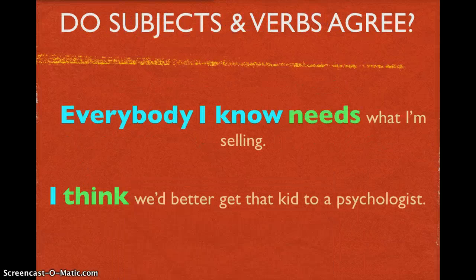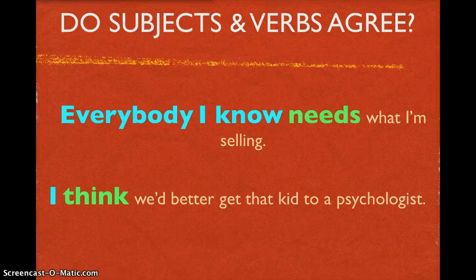Now, last slide. In our grammar stations, we talked about subject-verb agreement, meaning if you have a plural subject, you better have a plural verb, and if a singular subject, you better have a singular verb. So let's look and make sure these sentences work. Everybody I know needs what I'm selling. Well, everybody I know, is that a singular or plural subject?